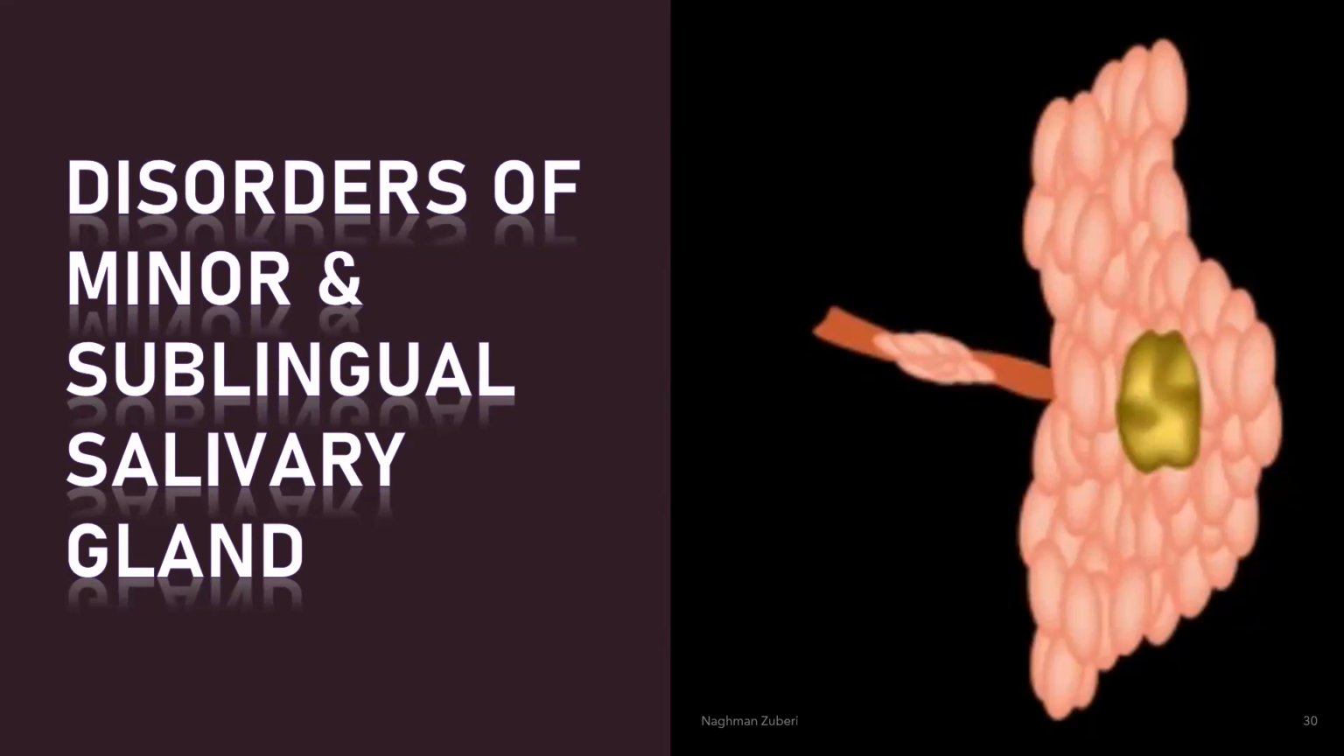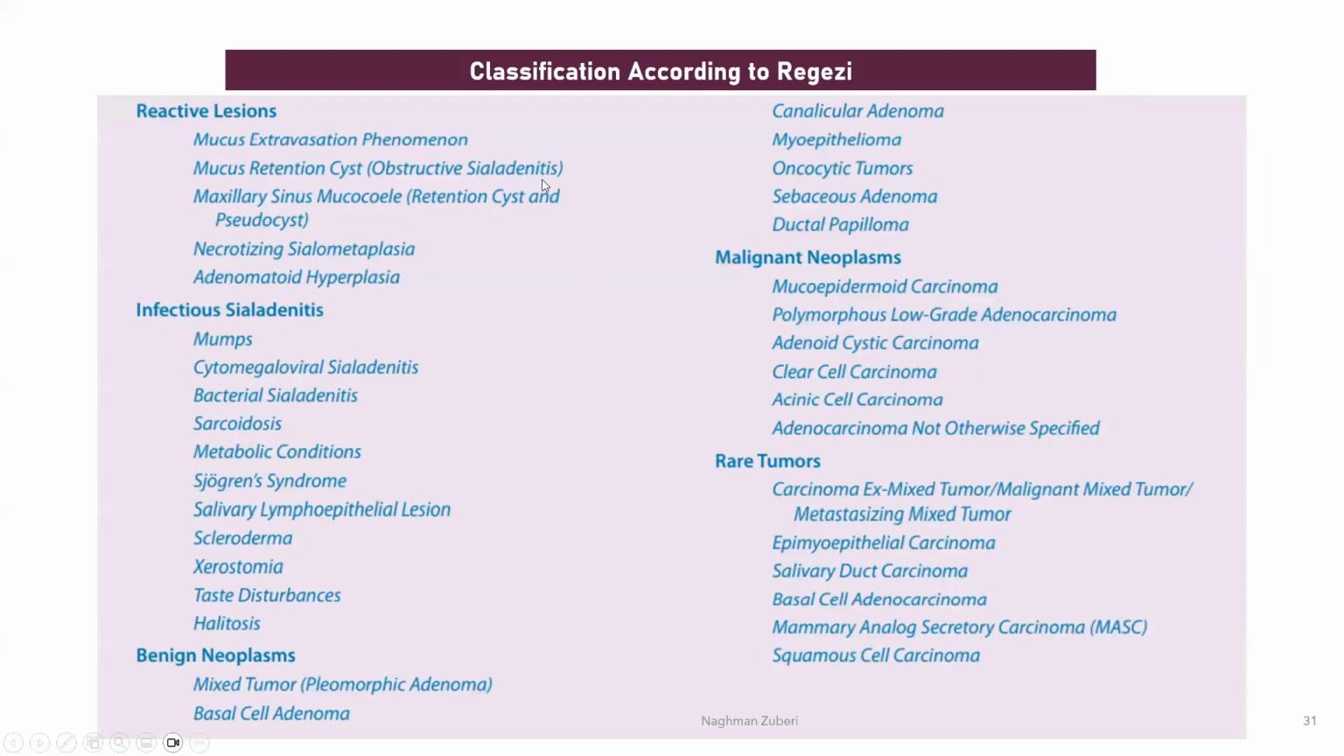Disorders of minor and sublingual salivary gland. These are the classification according to Regezi. Reactive lesions: mucus extravasation phenomenon, mucus retention cyst, maxillary sinus mucocele, then necrotizing sialometaplasia, adenomatoid hyperplasia, then infectious sialadenitis: mumps, cytomegaloviral sialadenitis, bacterial sialadenitis, sarcoidosis, metabolic conditions, Sjogren syndrome, salivary lymphoepithelial lesion, scleroderma, xerostomia, taste disturbances, and halitosis.